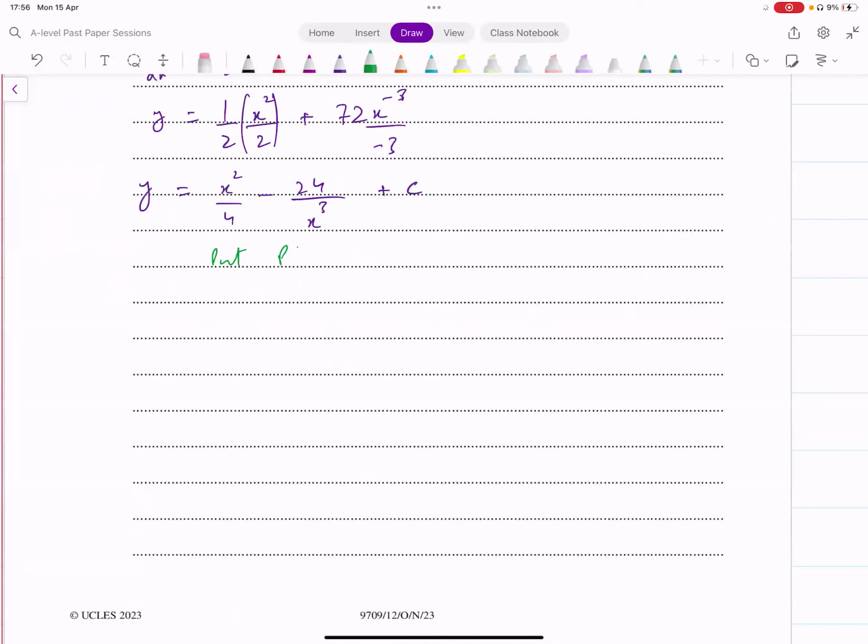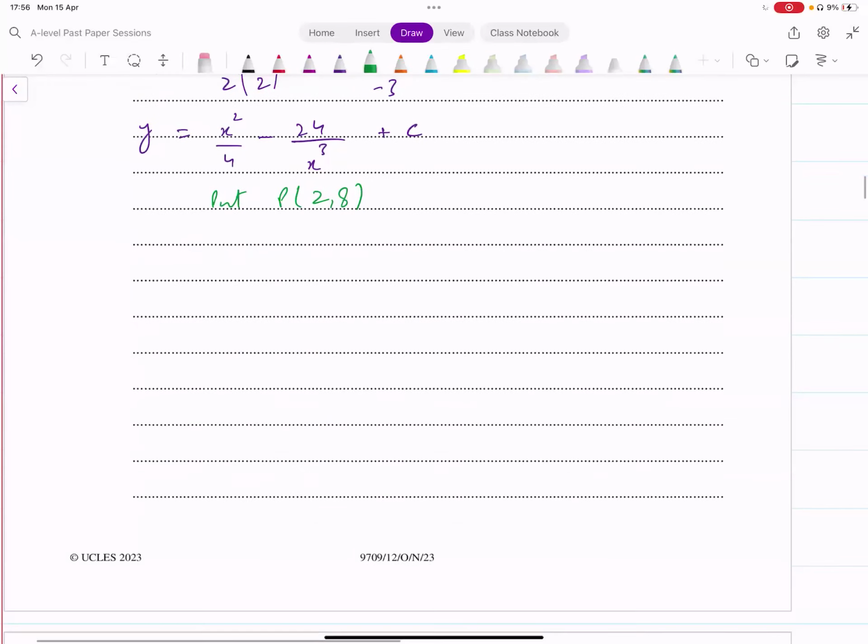So point P, sorry, that's 2 and 8. So on the left side, in place of y, put 8. On the right side, you have 2 raised to power 2 divided by 4 minus 24 over 2 cubed plus c. You can see what the value of c turns out to be here. Please make sure that you're checking my calculations as well, just so we make sure we're not doing any careless errors. 8 minus 1 plus 24 divided by 8, and that's giving me 10. The value of c turns out to be 10 here.